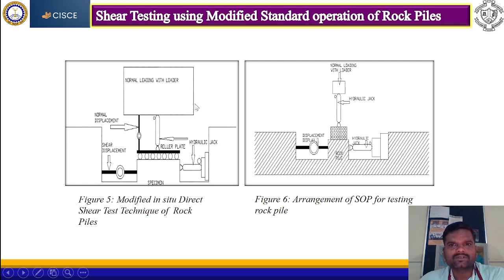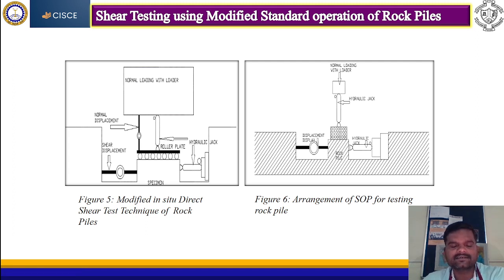Then these two tests, which are quite similar to the ASTM test, are useful to find the discontinuities of rock, or we can say for rock piles also. Here also we can see a normal loader is used to apply the normal load in both cases, and a roller plate is used to transfer the normal load to the specimen. Again, a hydraulic jack is used to apply the lateral thrust, or lateral force.